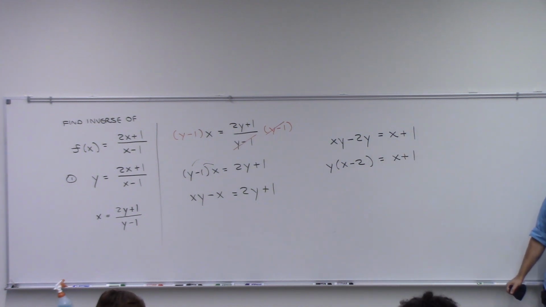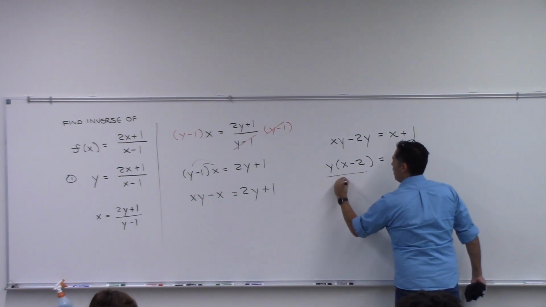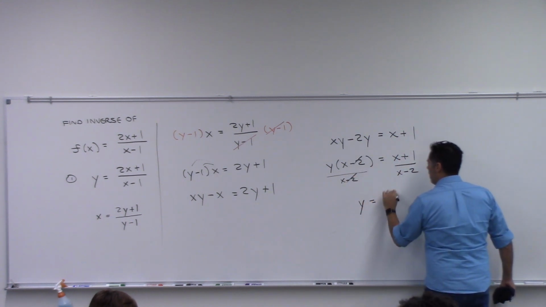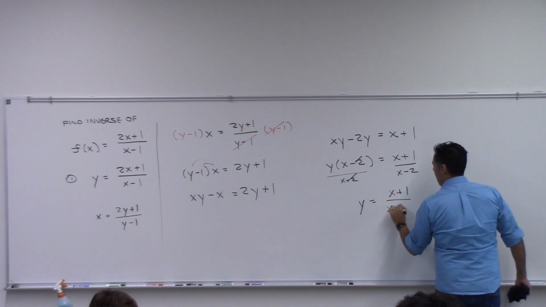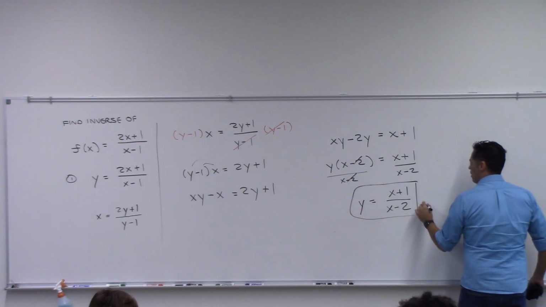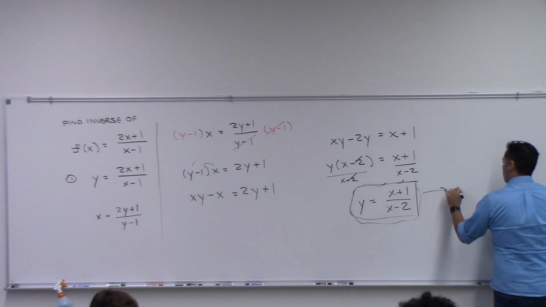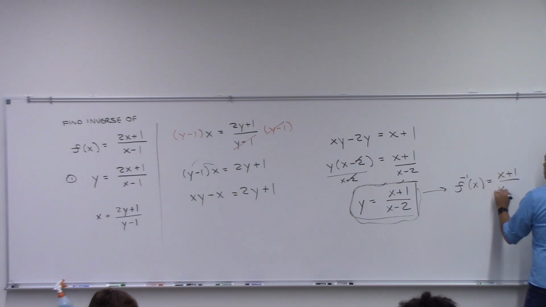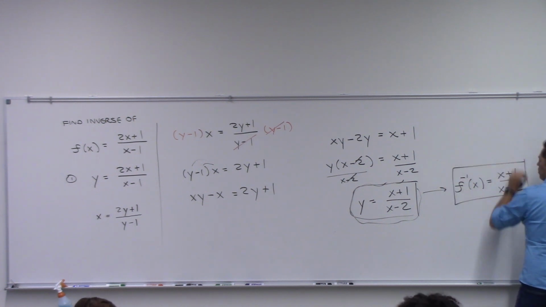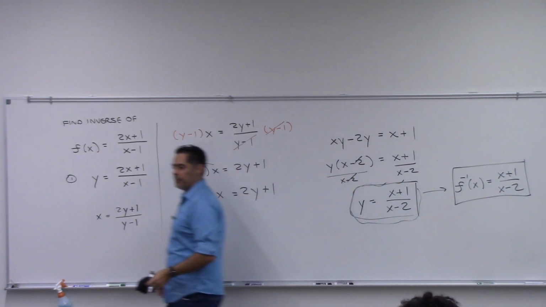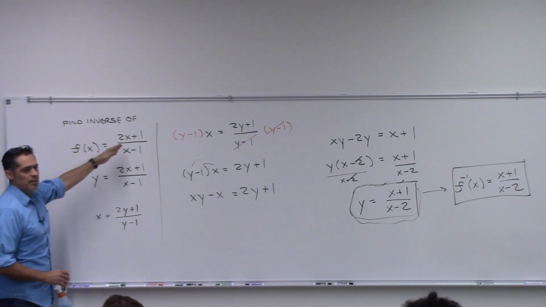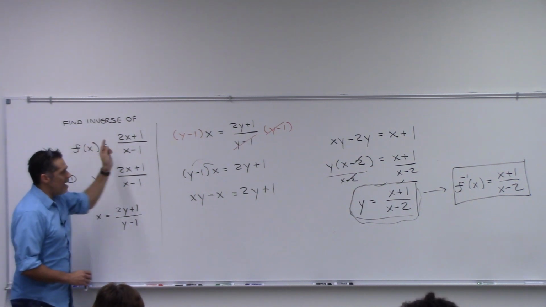And now you can divide out the x minus 2. Divide the whole thing by x minus 2. Divide this whole thing by x minus 2. They go away here. And now do we have y by itself in terms of x on the other side? Absolutely. Oh, no, don't box that. I really want to say f inverse of x equals x plus 1 over x minus 2. That should be the inverse. That should be the function that undoes that one. Whatever this does, that one undoes it.